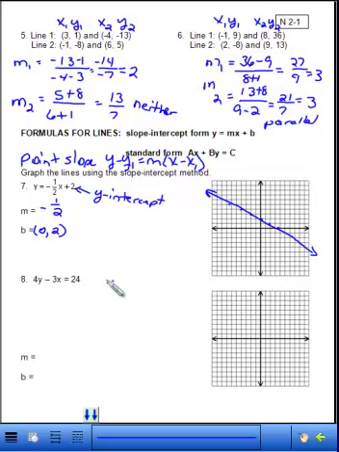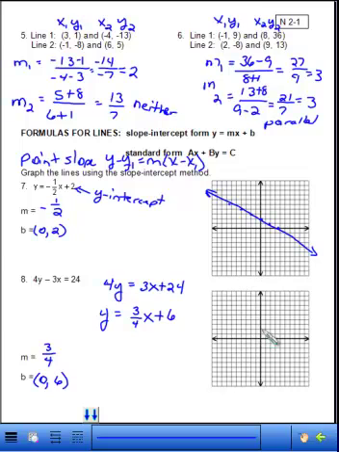So, here 4y is equal to 3x plus 24. And then when you divide by 4 all the way across, you have 3/4 x plus 6. Divide each of these by 4. So now you know that your slope is 3/4 and your y-intercept is at (0, 6).